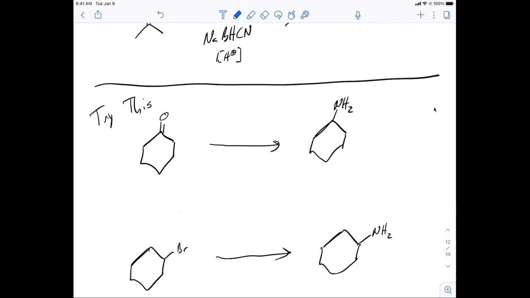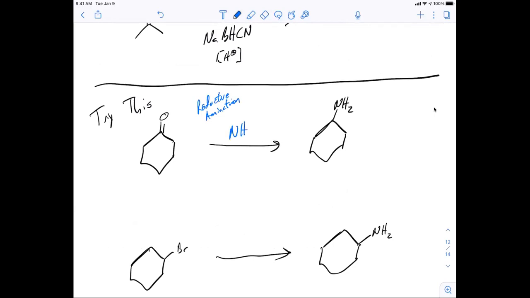Okay, let's take a look. In the first one, we're going from a carbonyl to the amine, right? For the carbonyl to amine, the one we want to look at is reductive amination. It's reductive amination because we have a double bonded electronegative atom and we're going to a single bonded one, right?